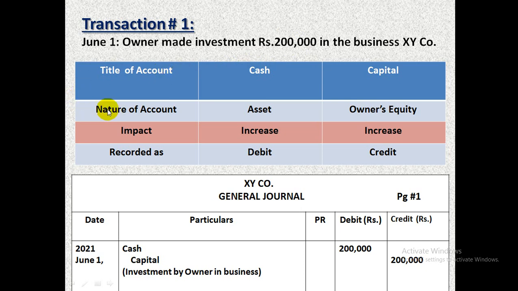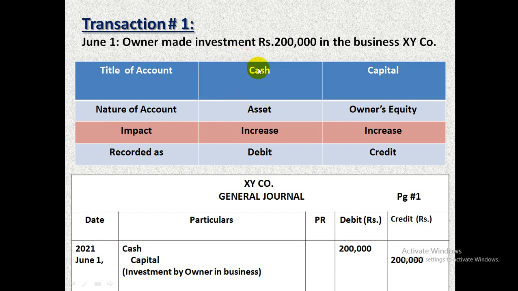Let's see the second step, what is the nature of these two accounts. Cash by nature is asset. Capital by nature is owner's equity, or you can say capital. Let's see its impact on the transaction.